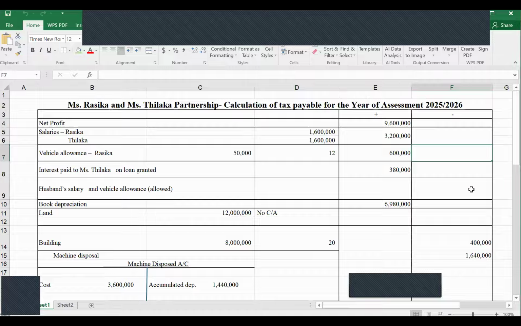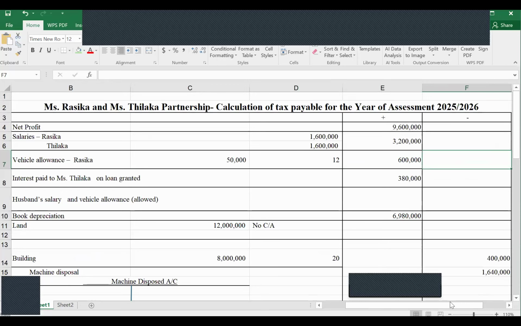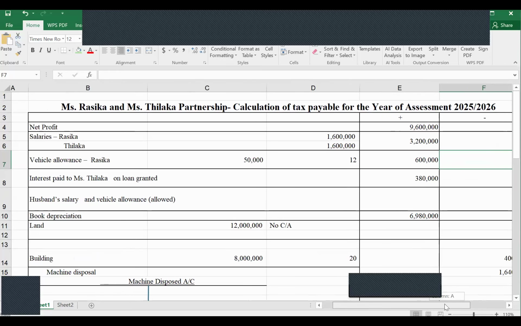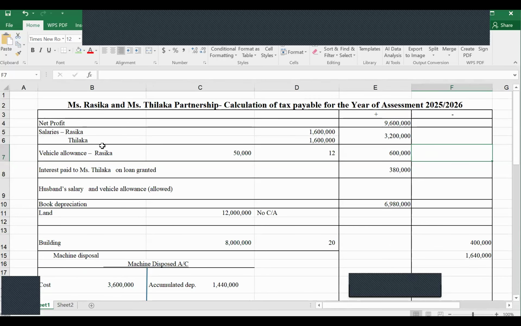You have been given net profit, that is 9.6 million. Then salaries are already deducted. Salary paid to Rasika and Tilaka is already deducted, therefore we add it back, 3.2 million.